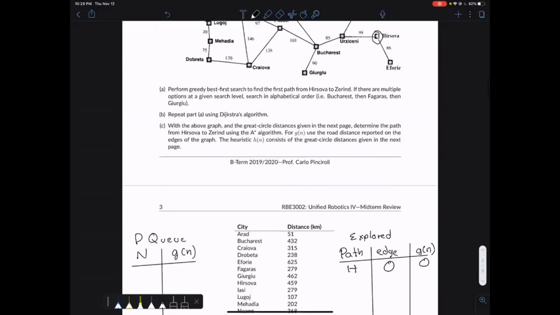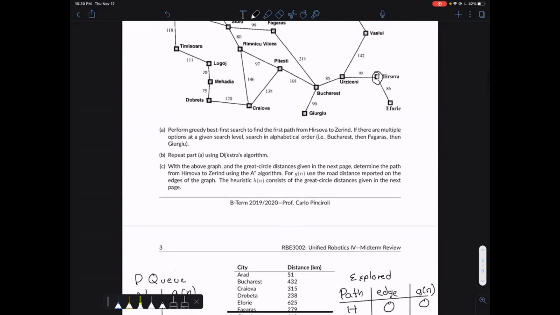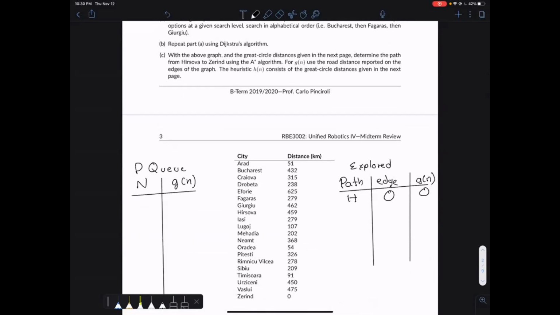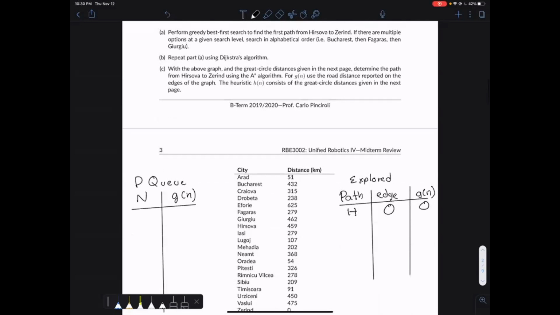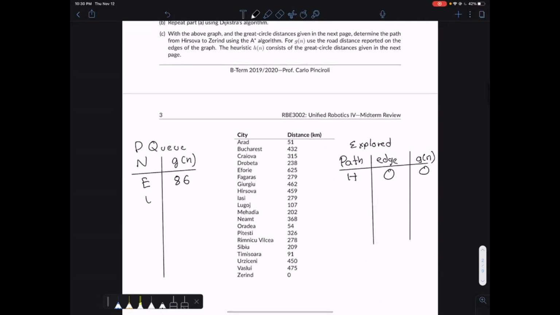All right, cool. The next thing we need to do is add in our 2 neighbors. Our 2 neighbors in the queue are going to be node E, which has a g of n cost, the path cost, of 86, and node U, which has a path cost of 98. Then the algorithm asks, what node should I explore? And the answer is always the one with the lowest cost. So in this case, we explore node E, even though it's completely in the wrong direction.